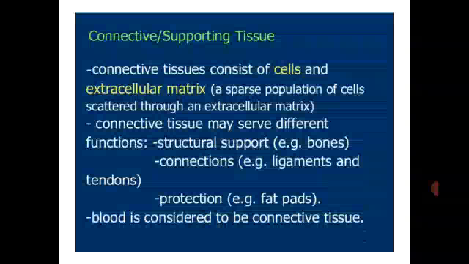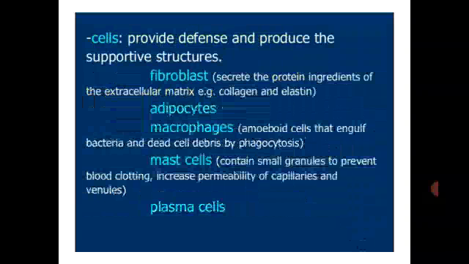Fat is present on the kidney or liver or other types of tissues. Blood is considered to be connective tissue. And here is one interesting thing: blood is a connective tissue that is in liquid form. Cells provide defense and produce the supportive structure. Fibroblasts, adipocytes, macrophages, mast cells, plasma cells, all these are found in connective tissues.